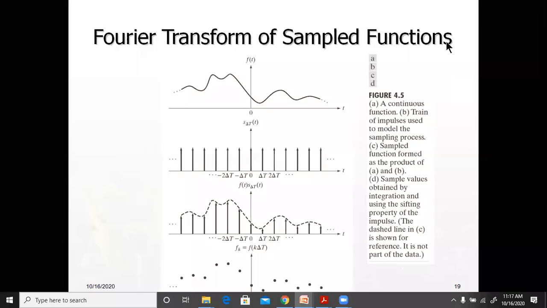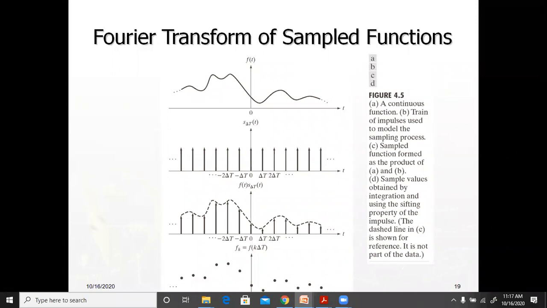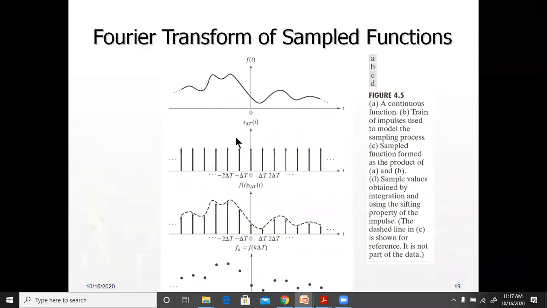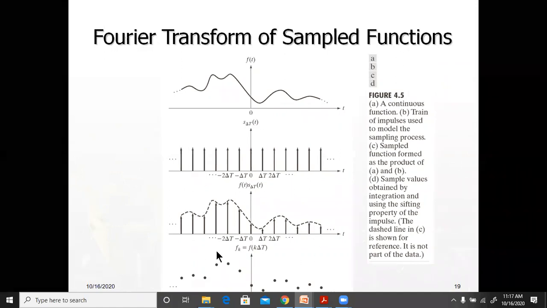So this is the second lecture in image enhancement in the frequency domain. We will consider today the Fourier transform of sampled functions. If you have a continuous signal like this, and you sample it using a pulse train, or train of impulses, then after sampling we'll get a function which is something like this.